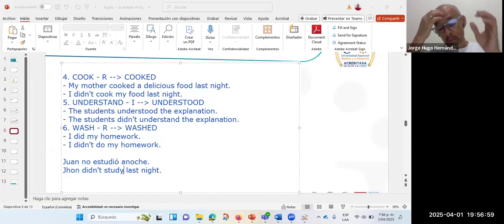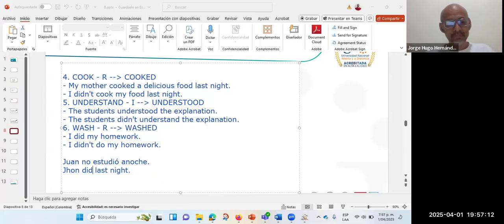Como les digo, ese es el proceso que nosotros hacemos regularmente, pero lo que se trata es que ustedes practiquen. Y a la hora de practicar, esto se vuelve más mecánico, más fluido, más rápido. ¿Ok?